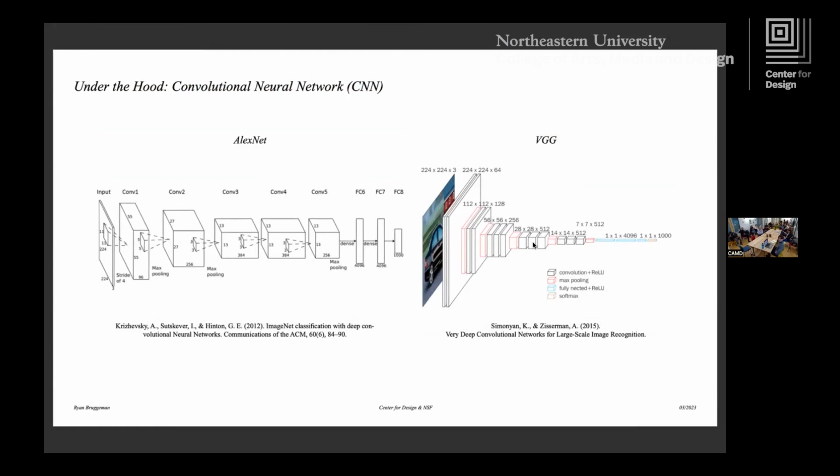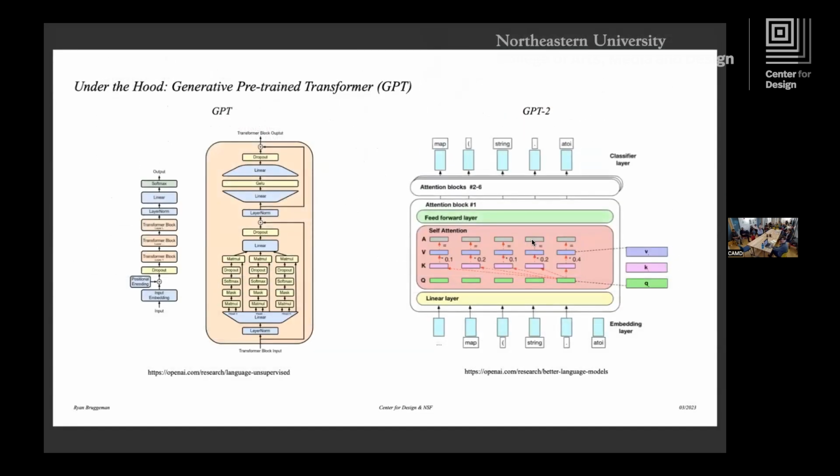And then underneath the hood, we have at that lowest level that I presented, AlexNet or VGG, which were different types of convolutional neural networks, and GPT, which is what's kind of powering our ChatGPT.